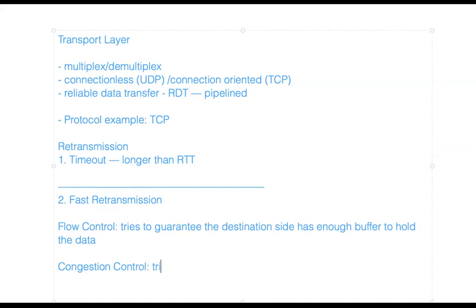Congestion control tries to minimize the congestion. Actually, you cannot avoid packet drops, so it tries to minimize the congestion, or the blocking. Sometimes we call it clogging in the network. So flow control looks at the destination buffer, and congestion control tries to accommodate the status of the network. So these are the two controls. Okay, so far so good?